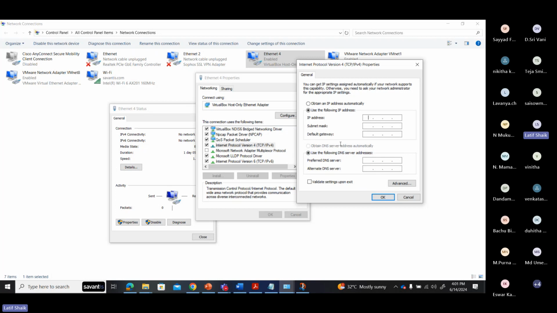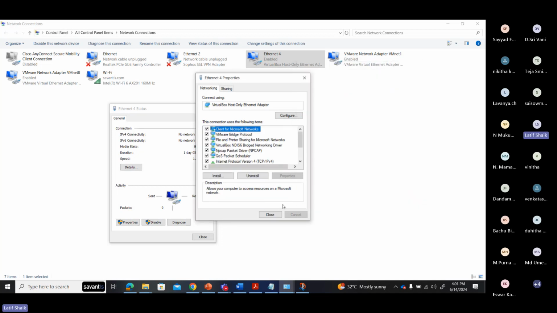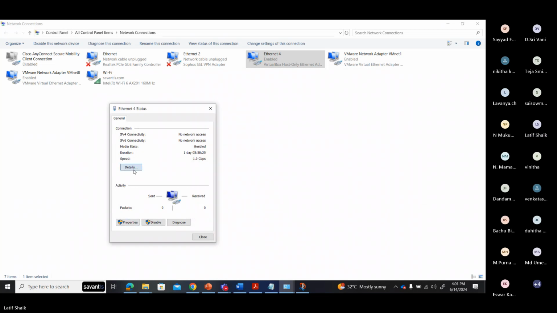See, here we are able to type something. But if I select the other option, I can't type it. Now I'm giving some IP address based on my network. I'm giving this one. So now I have configured an IP address manually, because I gave it.